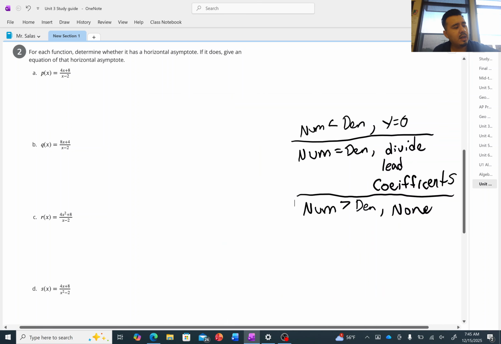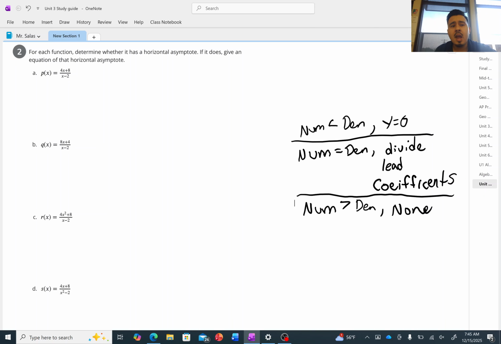We're going to still look at the Section A checkpoint, but now we're looking at problem number 2. For each function, determine whether it has a horizontal asymptote. If it does, give an equation of that horizontal asymptote. In other words, just tell me where the asymptote is at. We'll go back later and talk about what they mean by give an equation of the horizontal asymptote, and I'll explain that in a bit.